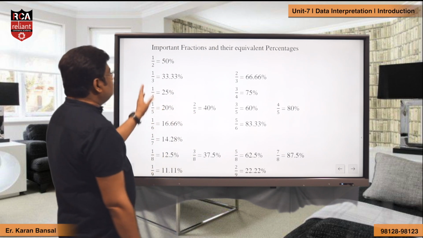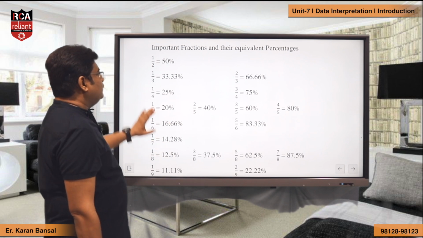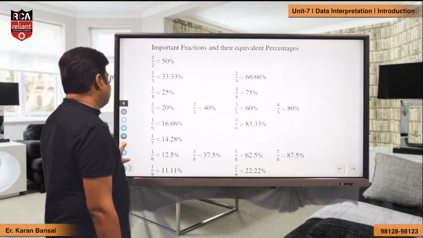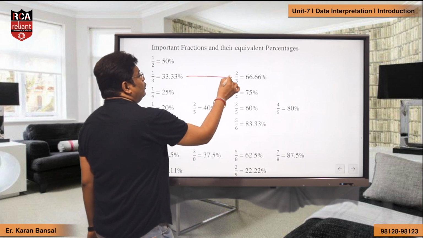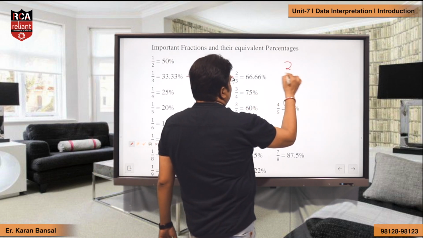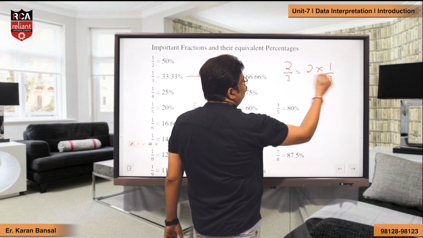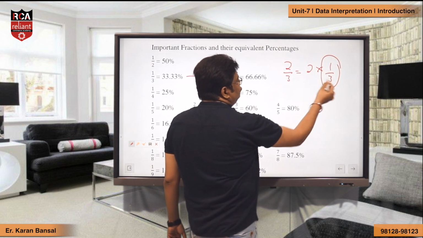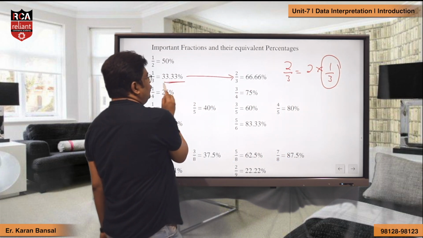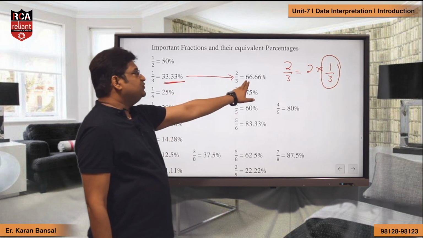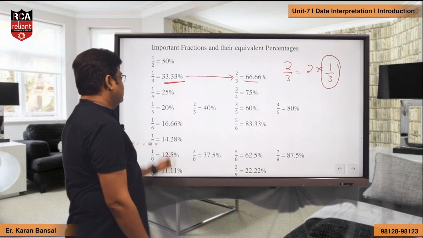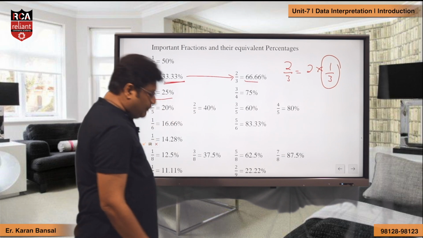All right. So 1 by 2, it's very easy, 50%. 1 by 3, I've already shared, is 33.33%. When I talk about 2 by 3, remember that 2 by 3 can be understood as 2 into 1 by 3, so twice of 1/3. Twice of 33.33% becomes 66.66%.